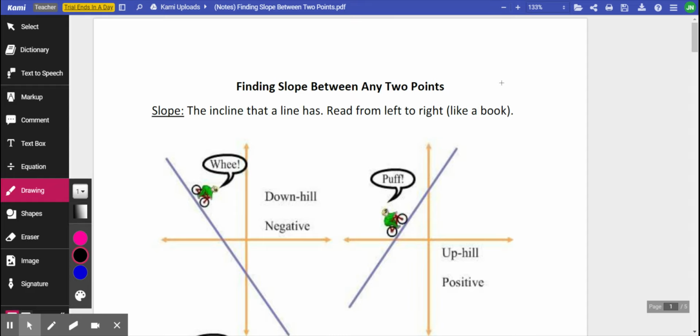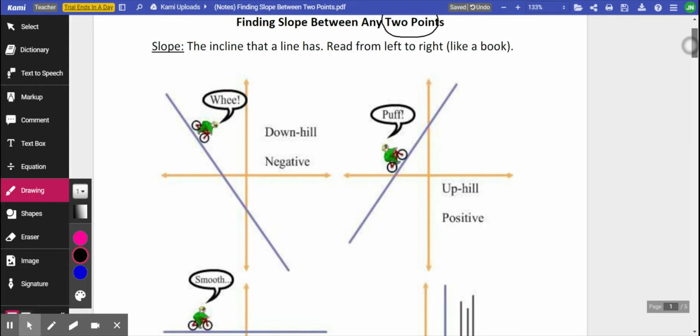Hey everyone. In today's lesson, we're going to be talking about finding the slope between any 2 points. First, let's talk about what slope actually is. Slope is defined as the incline that a line has, and we usually read any graph like a book from left to right. These are a few examples of what slope actually means.